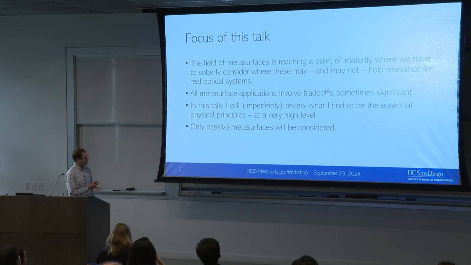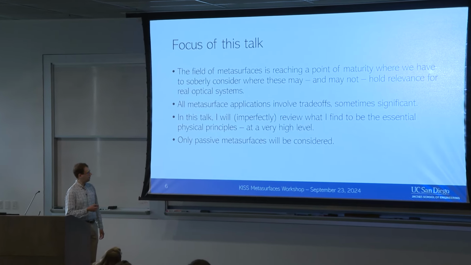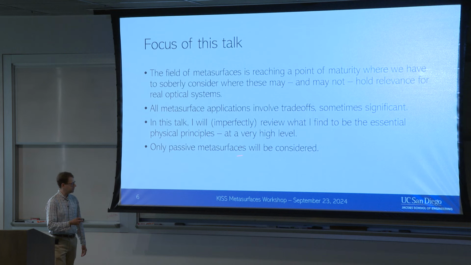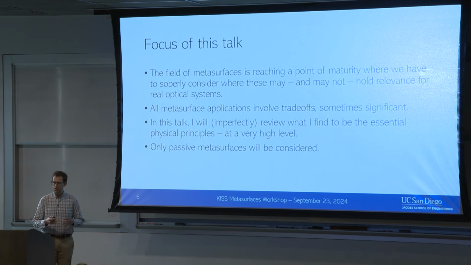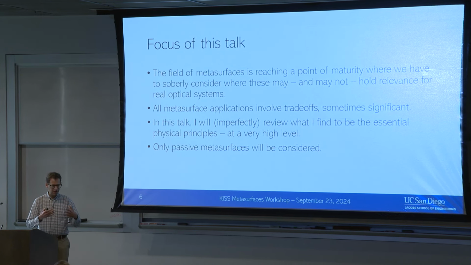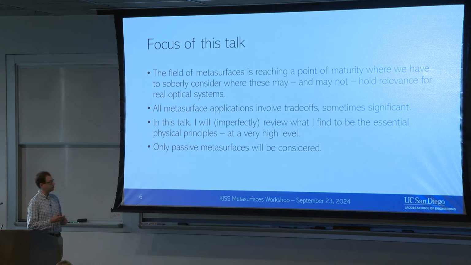So in what follows, I'm going to talk about metasurface optics. As I said, these always involve trade-offs. I'm going to imperfectly review what I find to be the essential physical principles at a very high level here. One point I want to make is that I'm only going to talk about so-called passive metasurfaces. So these are just passive structures that manipulate the wavefront of light, and they cannot be adjusted after they're made. To me, that is at the same time limiting, but I also think that passive is one of the strongest upsides of metasurfaces in general. So I personally don't believe that active metasurfaces have the same level of advantages that passive ones can have.